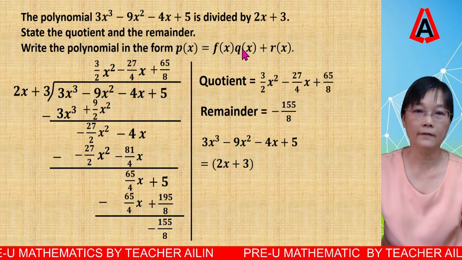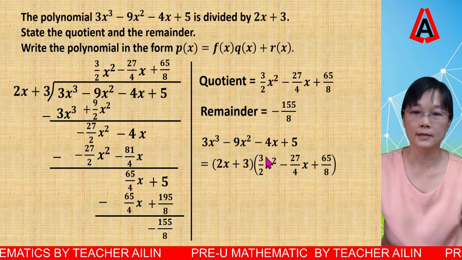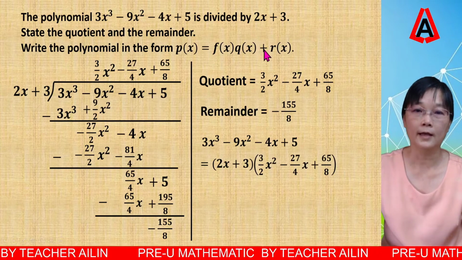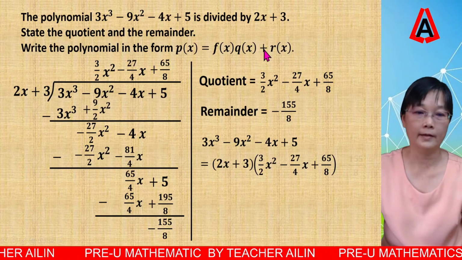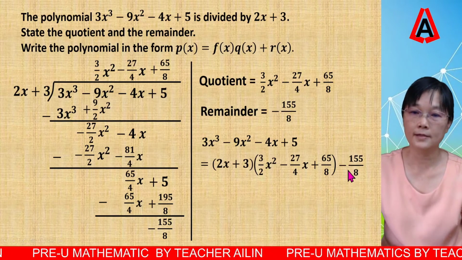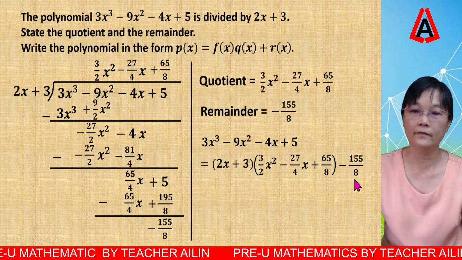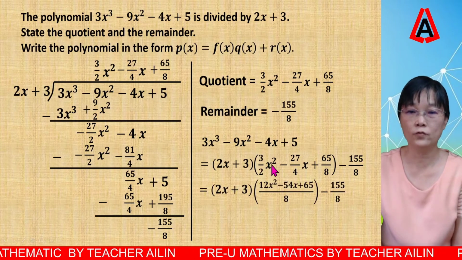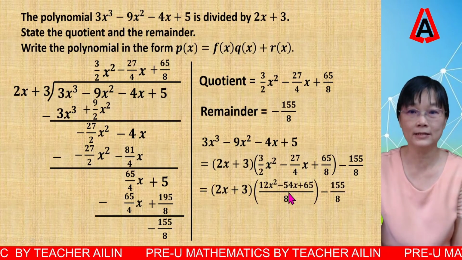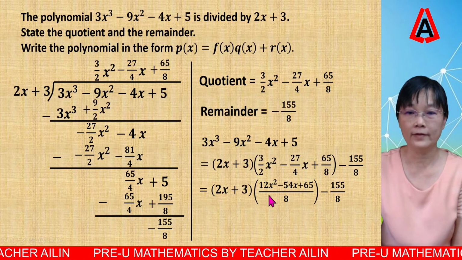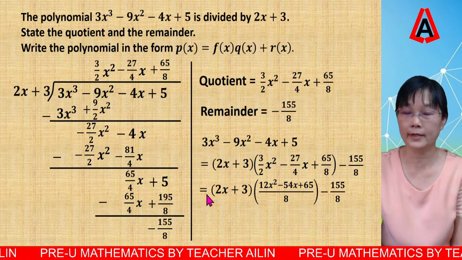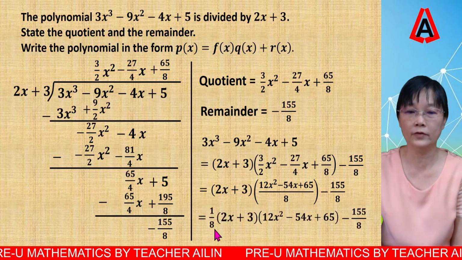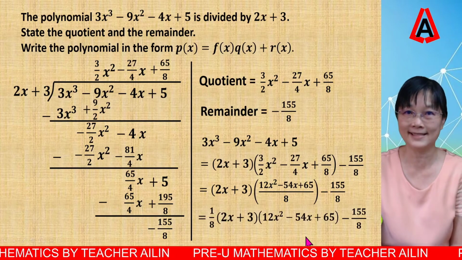Then multiply with the quotient. Then this is the quotient, and plus the remainder. So the remainder is negative 155 over 8. And after this, we can combine this quotient into one single term. And when we factorize the 1 over 8 out here, then we will get the answer like this.